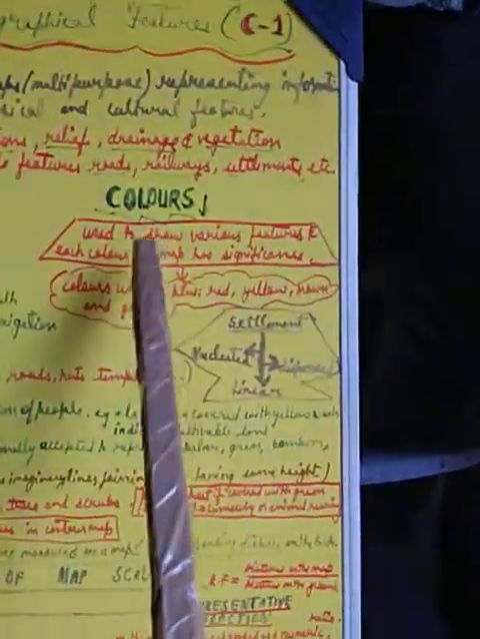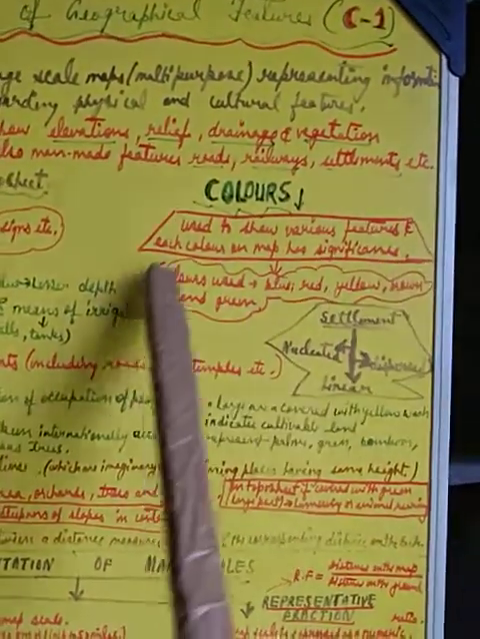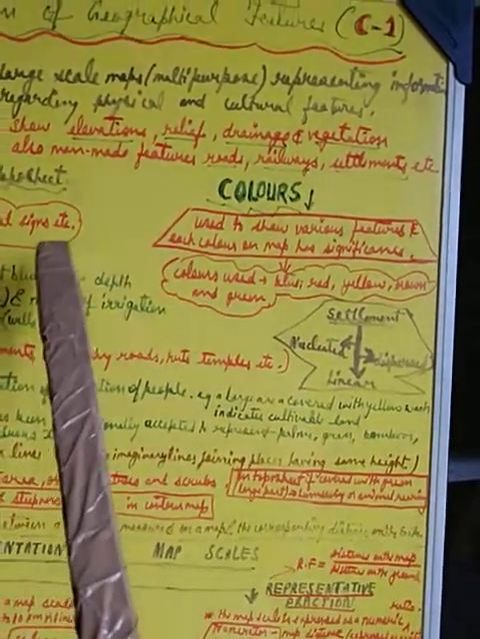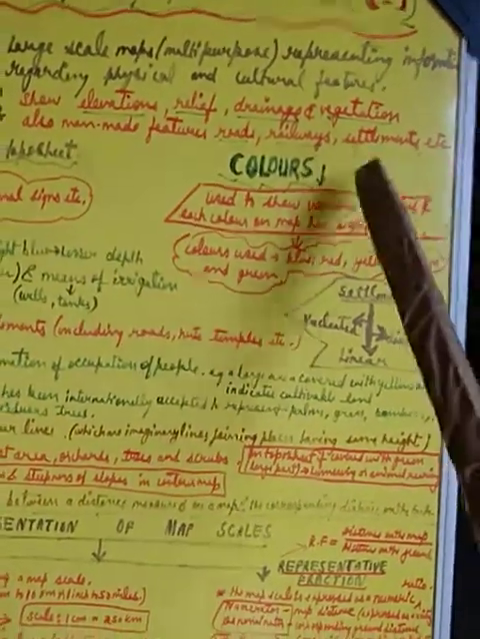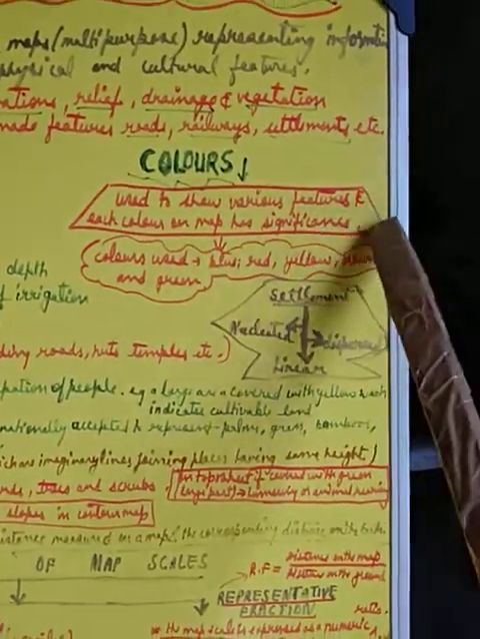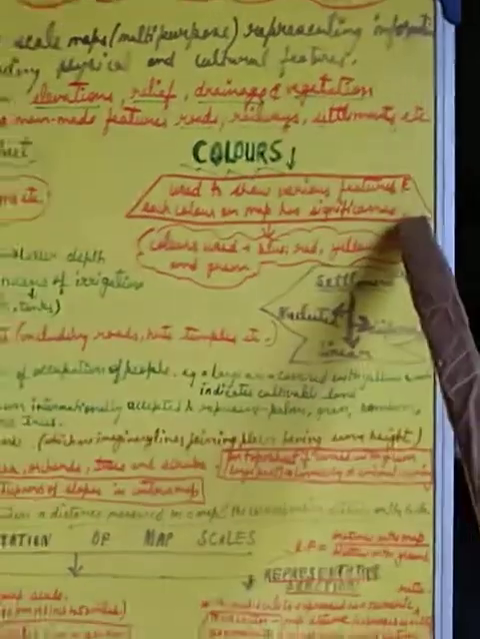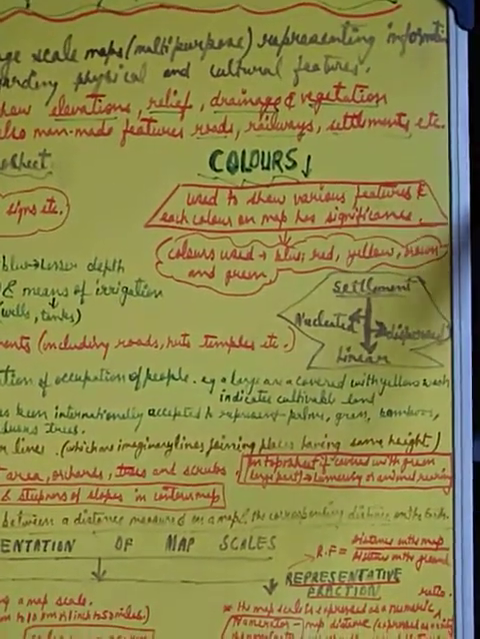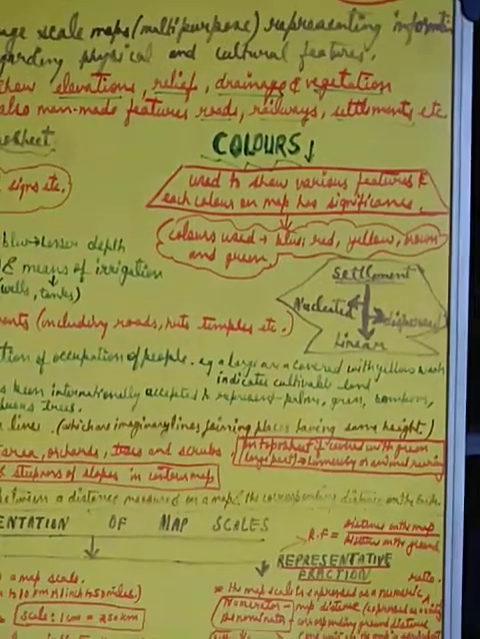First of all, what are colors? Colors are used to show various features, and each color on the map has got a significance. All the colors have an importance of their own, and each color shows something. All of the colors are going to show different things.